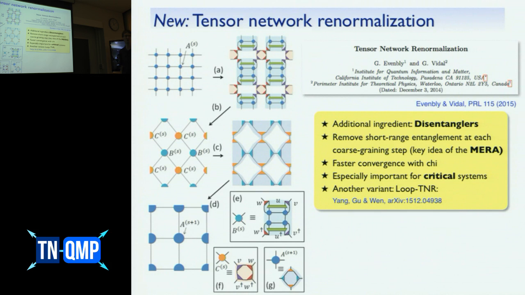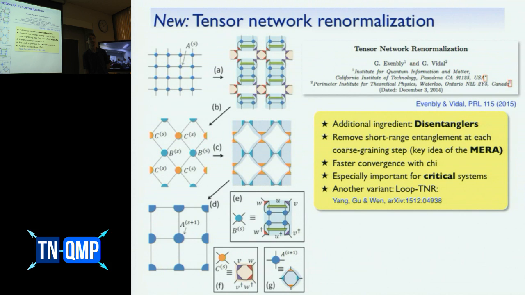Yes? Sorry. Let's say I try to simulate a critical system in 2D, on the way to your iPEPS and everything, every step you have to calculate the environment. Of course, initially your tensor will describe some other state. But when you converge towards the ground state, will your environment tensors describe a critical state? Kind of?